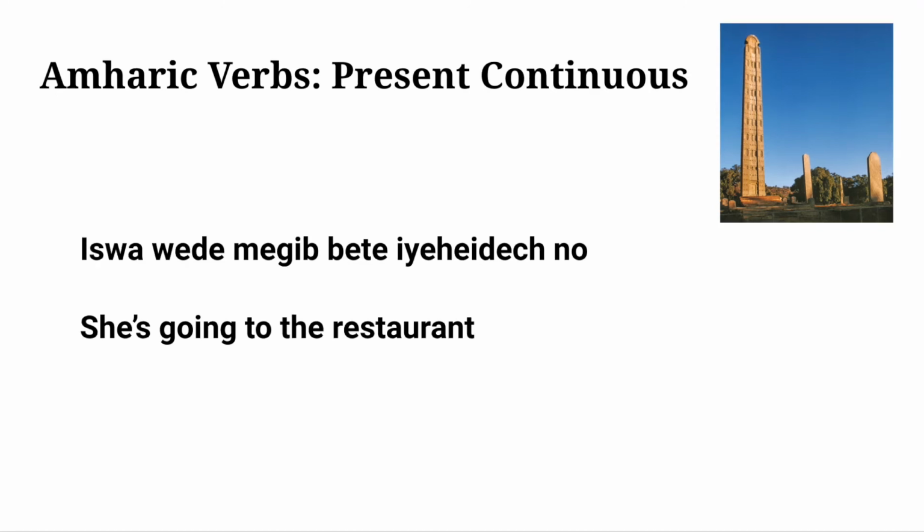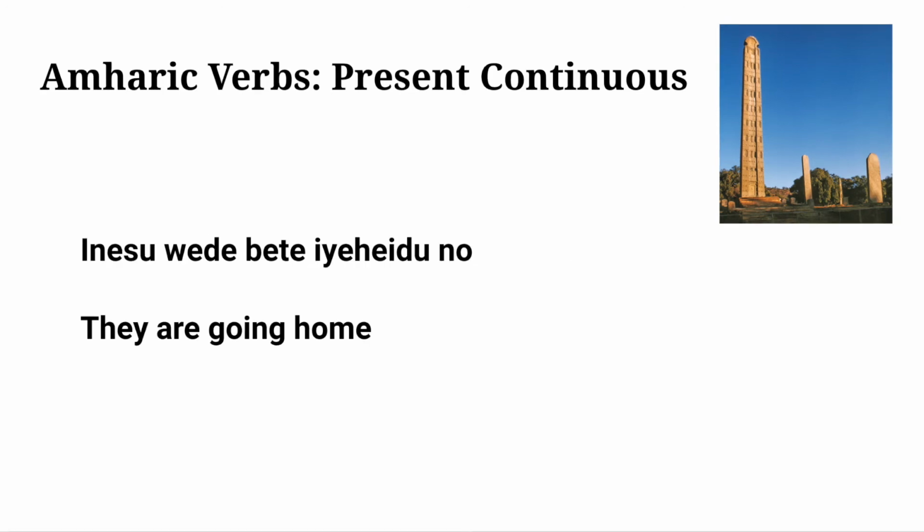So for another example, we have Iswa wada migibbet iyahedshno. So she's going to the restaurant. So here again we have wada, which means towards, and migibbet means restaurant. So altogether it's Iswa wada migibbet iyahedshno. Another example, we have the present continuous form for mehed and using the pronoun enasu, so they. We have enasu wadabet iyahedu no, which translates to they are going home.